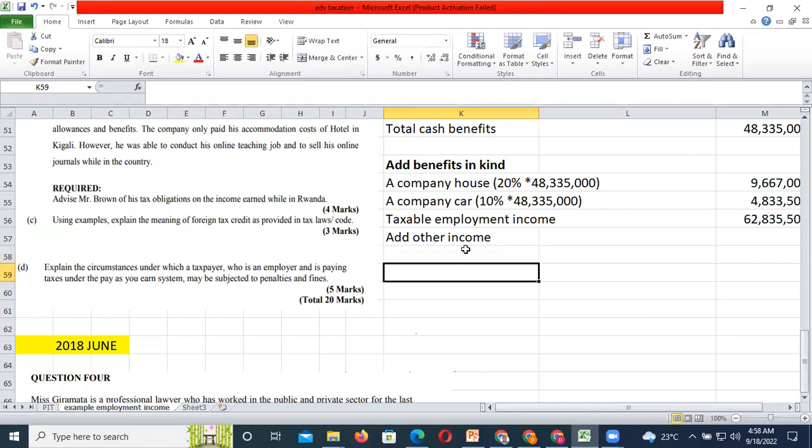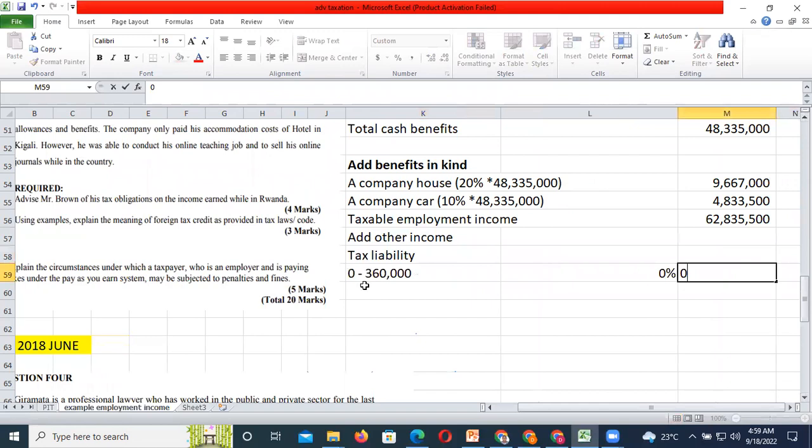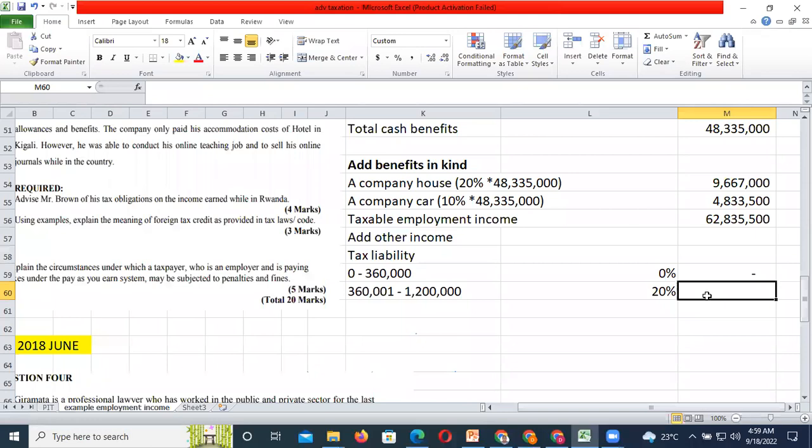So in this case, we are going to have our tax liability. Our tax liability will be from 0 to 360 because it is annual. You are going to charge 0%, and the tax will be 0. Then 360 and 1 to 1.2, you have 20%. So here I will have 1.2 minus 360 times 20%.